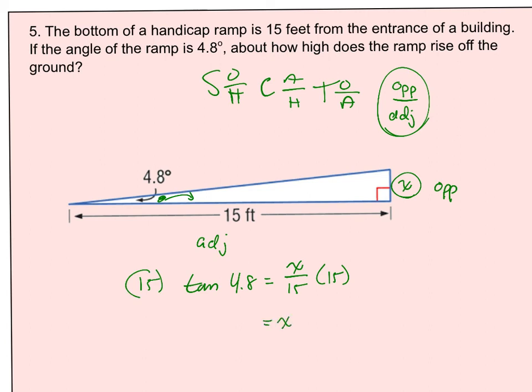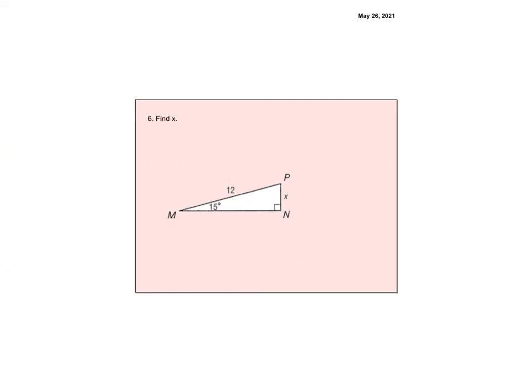So 15 times tangent of 4.8, it's going to be pretty small. So this is going to be 1.259, so call it 1.26. And realize that my answer is in terms of feet. So this is literally saying 1.26 feet up in the air over the course of 15 feet. So that's really not a bad comparison.